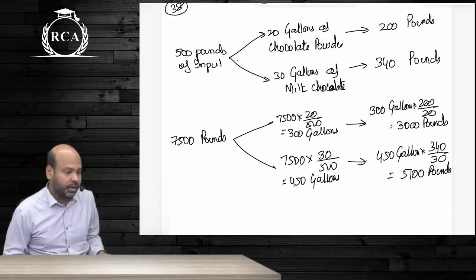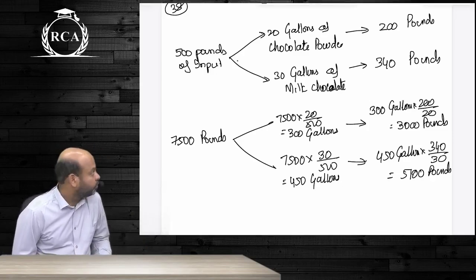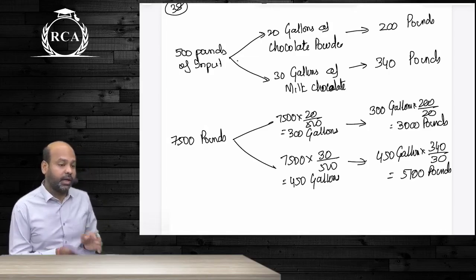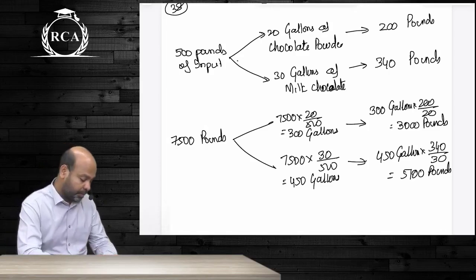Did you understand this or not, guys? From 500 pounds you will get 20 gallons and 30 gallons. Those 20 gallons are becoming 200 pounds and 340 pounds.